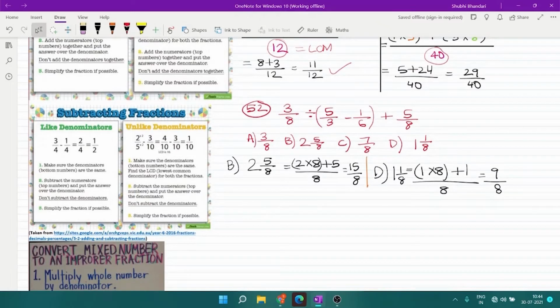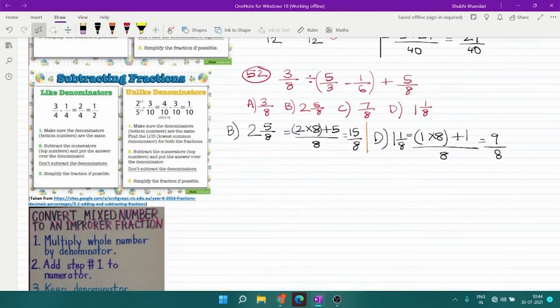3 by 8 divided by 5 by 3 minus 1 by 6 plus 5 by 8. Now the options say 3 by 8, 2 5 by 8, 7 by 8, and 1 1 by 8. So B and D are mixed fractions. Let's convert them into improper fractions first. To convert them, what we do is we multiply these two and then add this to it to get a numerator. And for the denominator, it is simply the value which is at the bottom, that is 8.